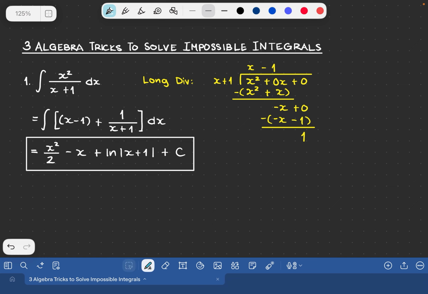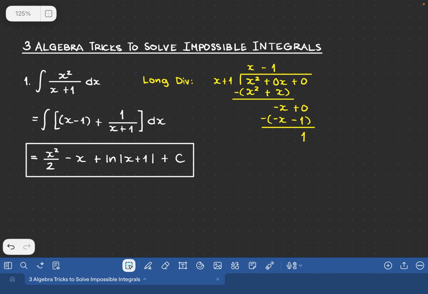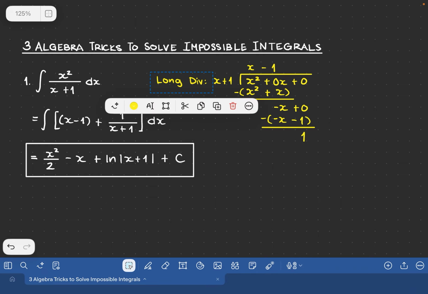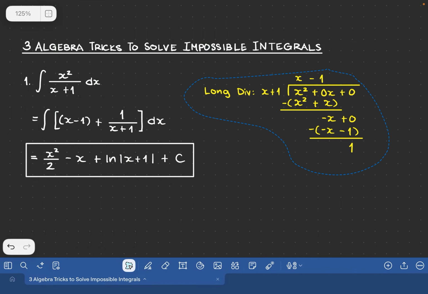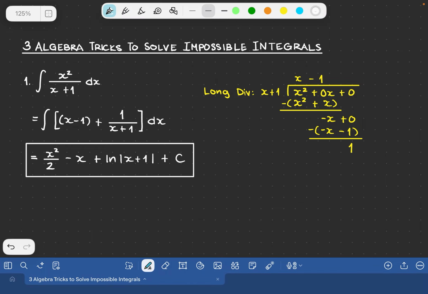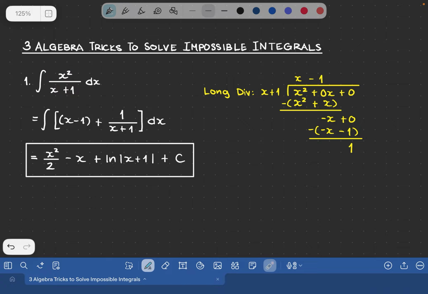So as you can see, we didn't need some complicated substitution here. All we needed was to apply long division, an algebra trick. There you go. That's it for our level 1 problem. It's quite straightforward. Just to highlight the key thing here: if you have a rational expression wherein the degree of the numerator is higher than the denominator, you can apply long division. It's quite a handy trick.